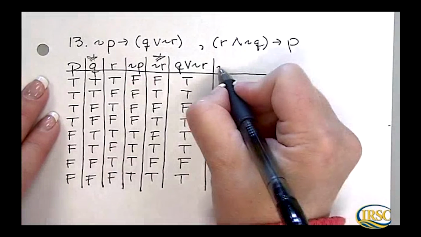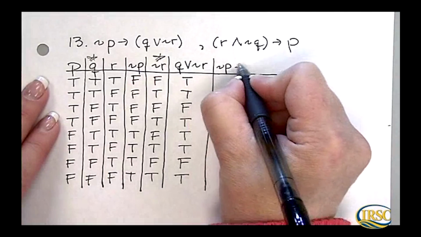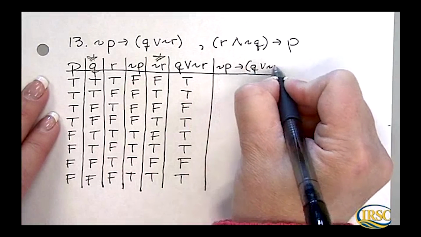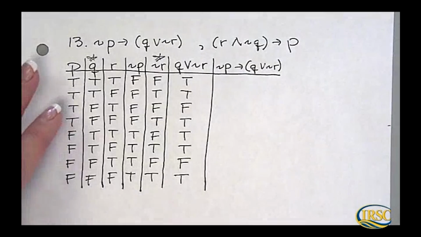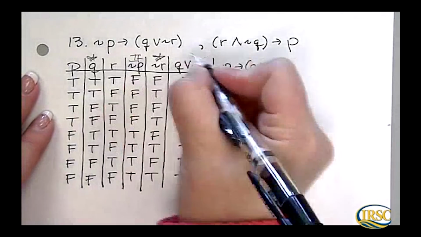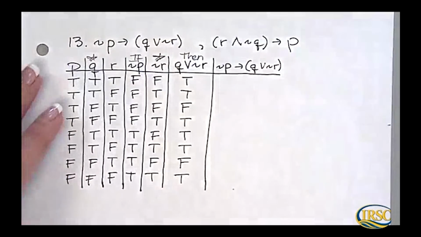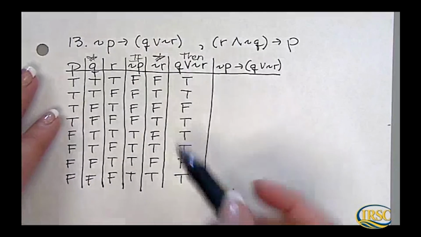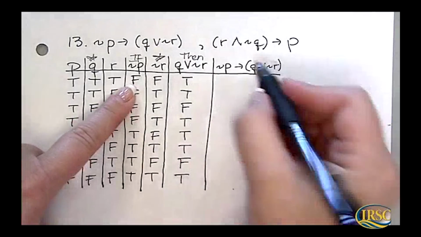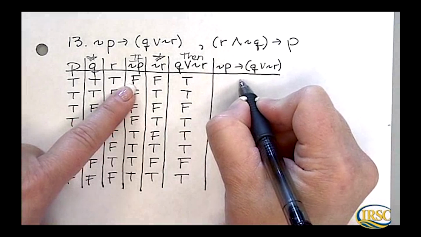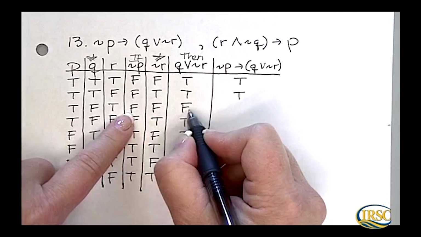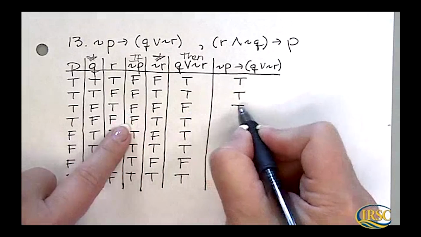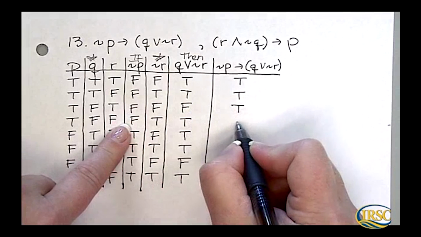So then I need the if-then statement. If not P, then Q or not R. So this is my if, and this is my then. So if false, then true. True. If false, then true. True. If false, then false. True. If false, then true. Nope, this is still true.